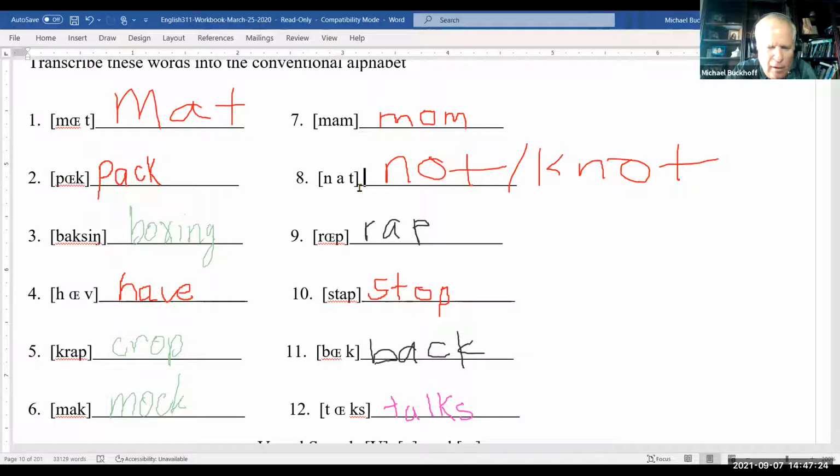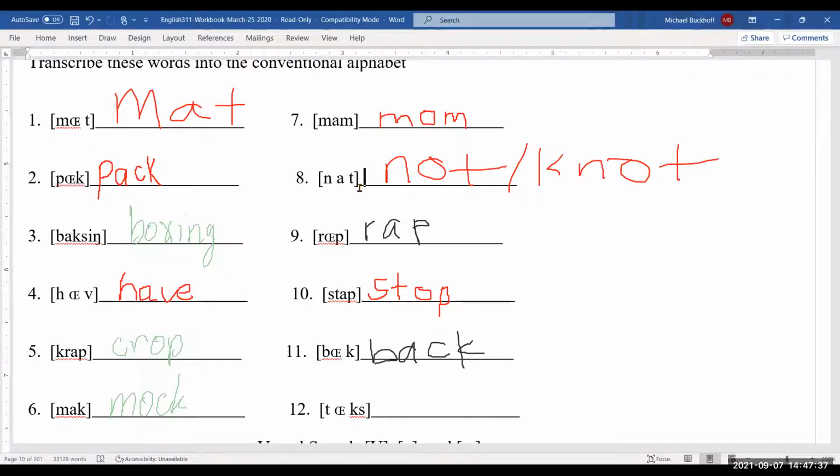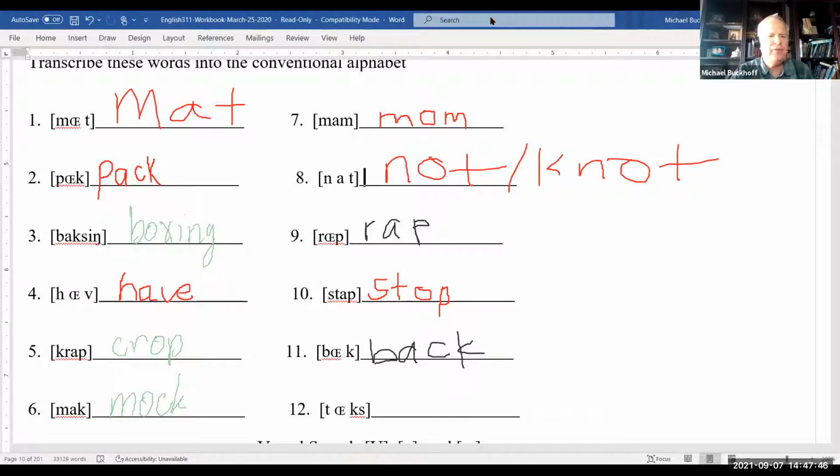Yeah, I don't see talks here. I see tax. Tax. How do you spell that? You see what I'm saying? Tax. Professor, for number 3, what's the N on the end of boxing? Like, what's the symbol for that one? Because I don't think I have that one on my flashcards. No, it should be in there. This is the crap, and I don't have.